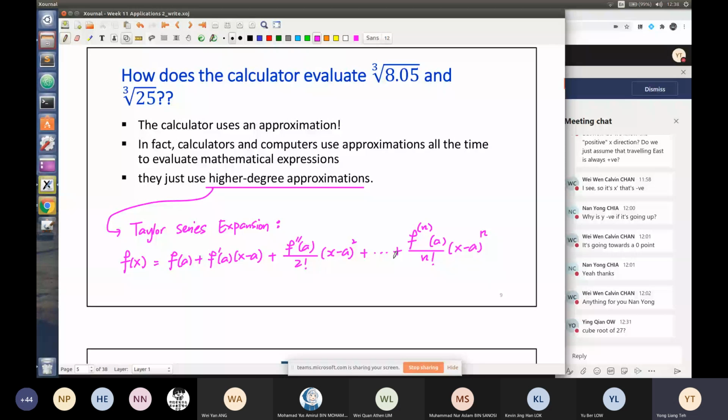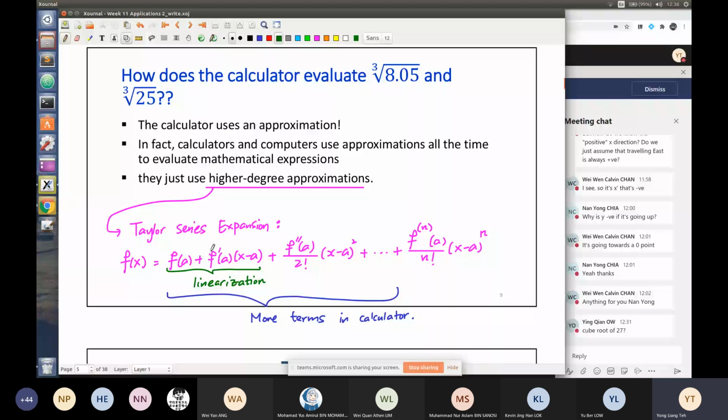Higher degree approximation means you consider more terms. We are considering more terms. How many terms? I don't know, maybe 100 terms in the calculator. Currently our linear approximation has only 2 terms. So this higher degree approximation is known as the Taylor series, and we are just using the first 2 terms of our Taylor series.